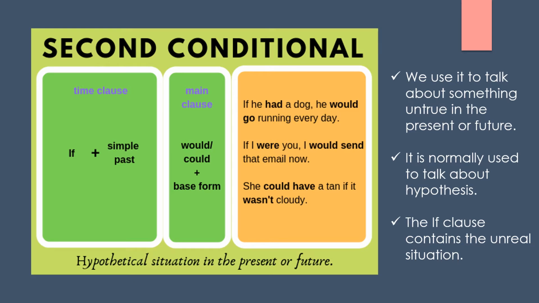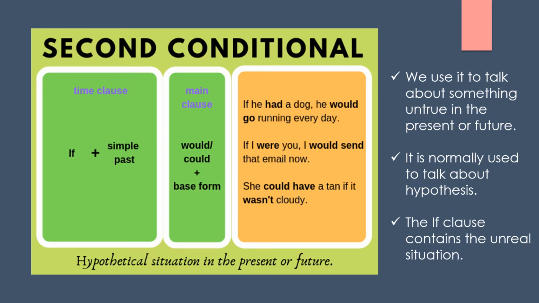If he had a dog, he would go running every day. But what is the reality? He doesn't have a dog. So possibly he never goes running because he doesn't have it. But if he had it, oh, okay, he could do it.